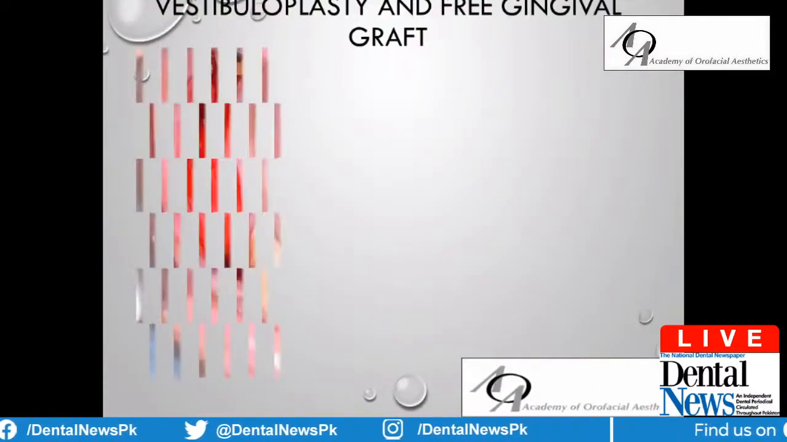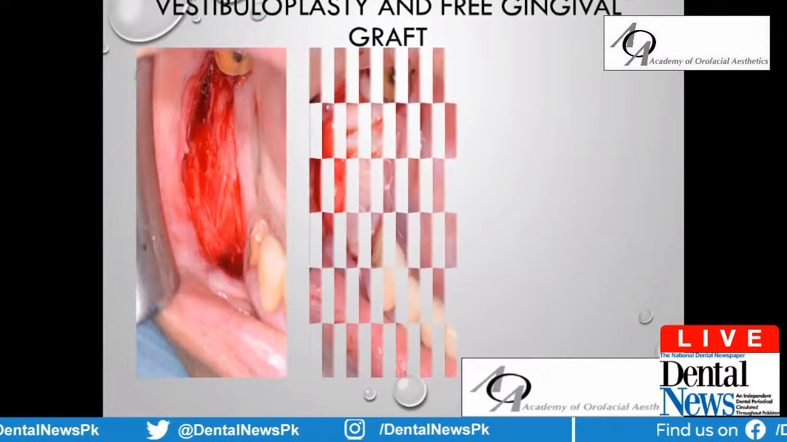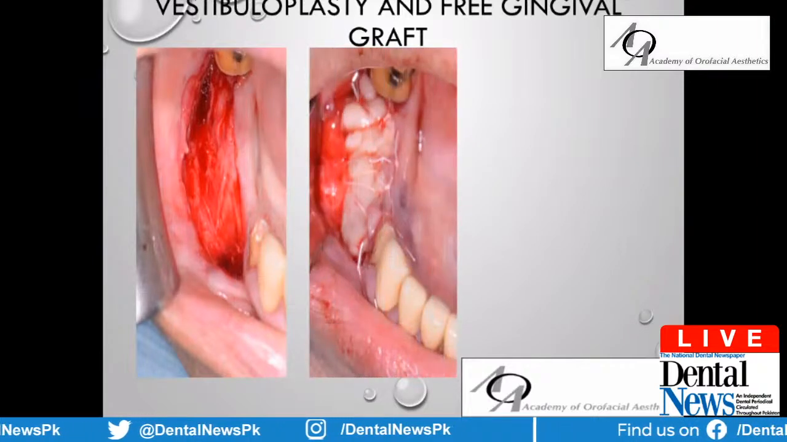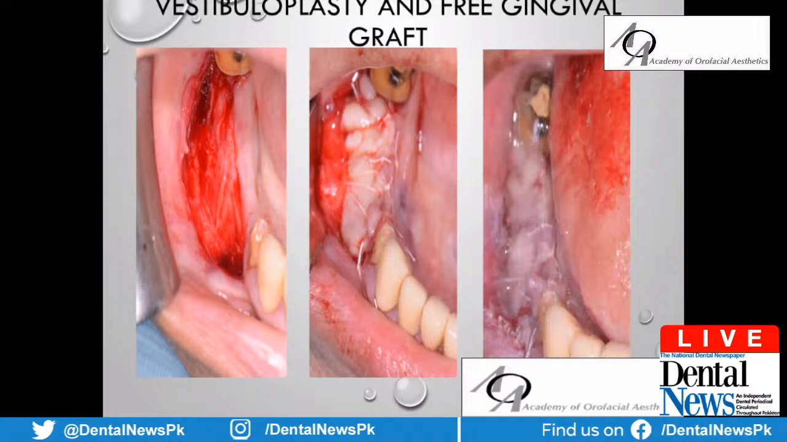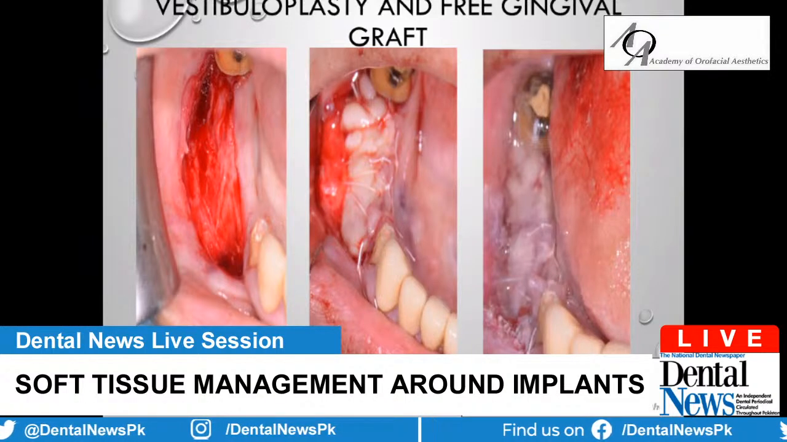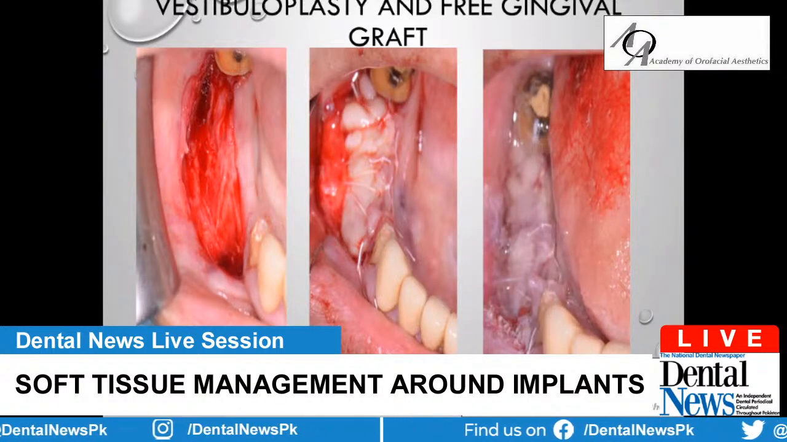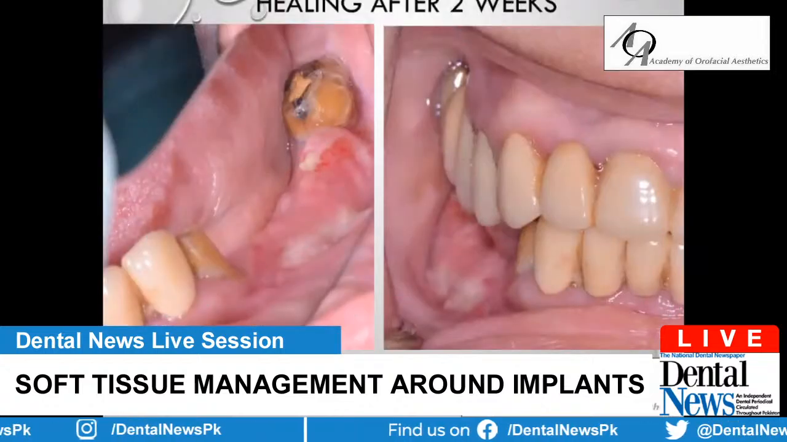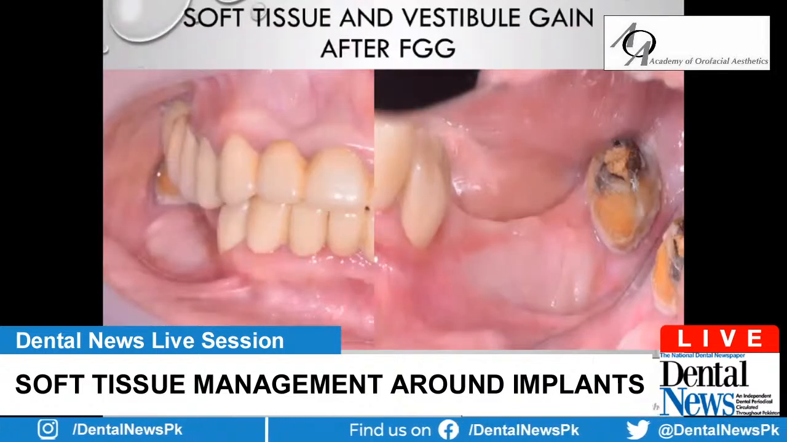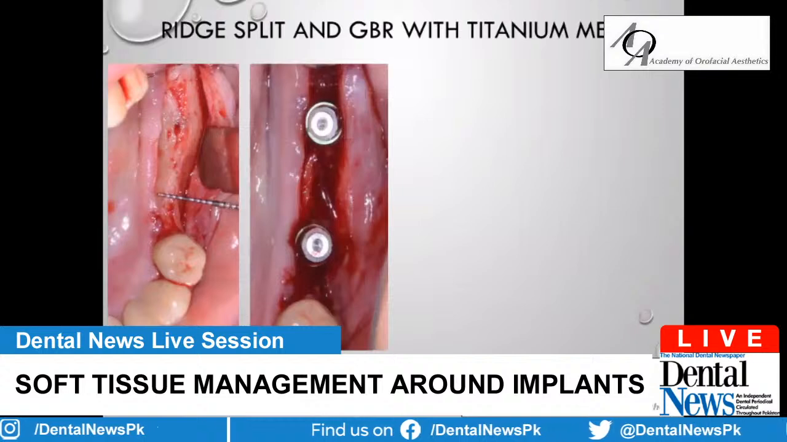So we took it from the palate, apically repositioned the flap, and placed it on the ridge. This is immediately after surgery with the Periacryl, the cyanoacrylate glue. And this is after 2 weeks of healing.